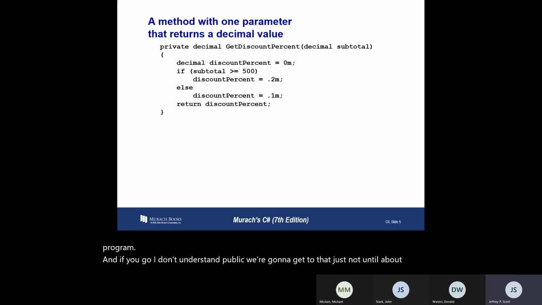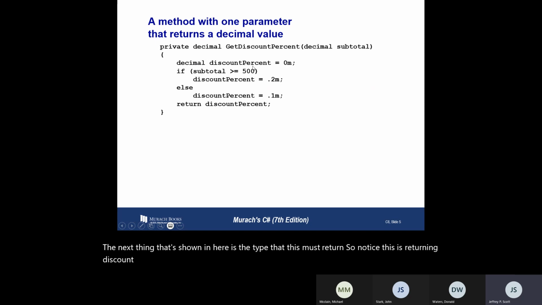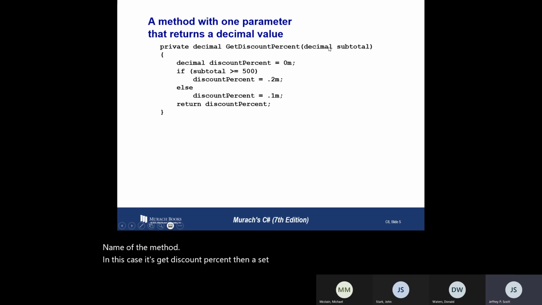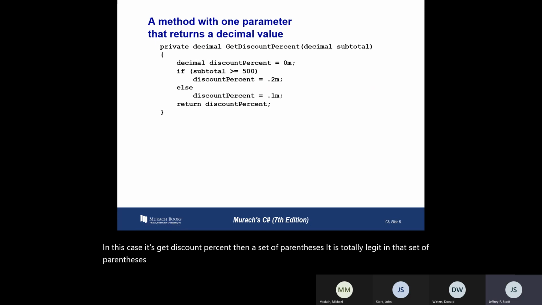And if you go, well, I don't understand public, we're going to get to that, just not until about Chapter 12. The next thing that's shown in here is the type that this must return. So notice this is returning discountPercent, which is defined to be a decimal, and that's the return type. So access modifier, return type, name of the method, in this case it's GetDiscountPercent, then a set of parentheses. It is totally legit in that set of parentheses to have absolutely nothing, but you must have a set of parentheses.